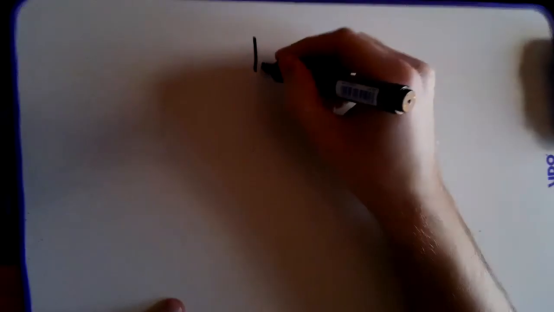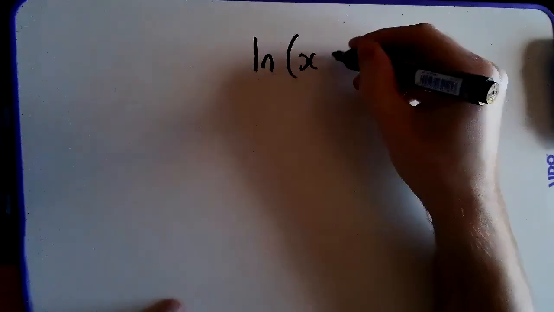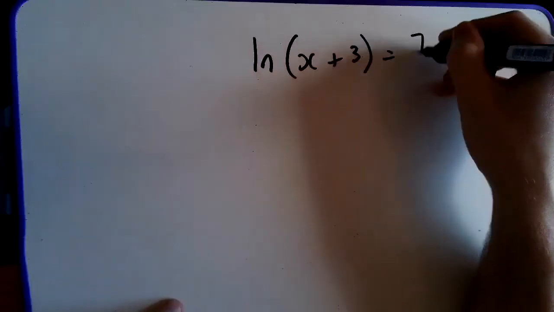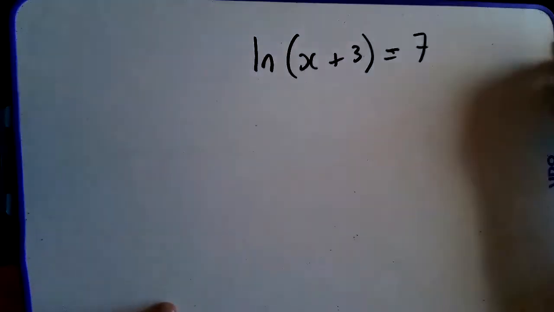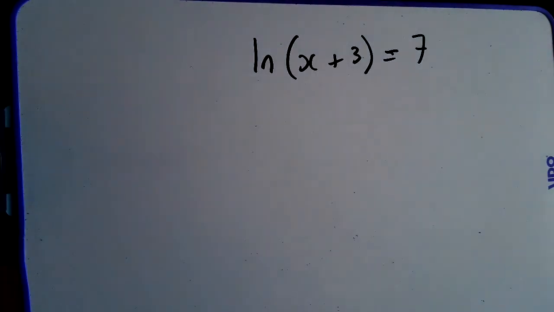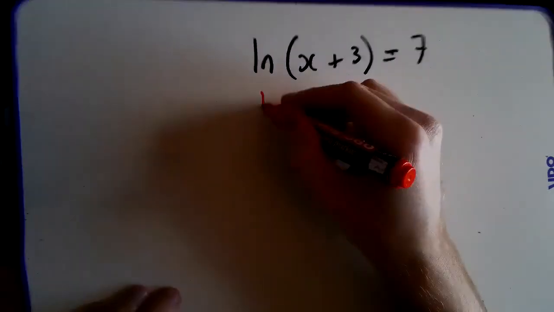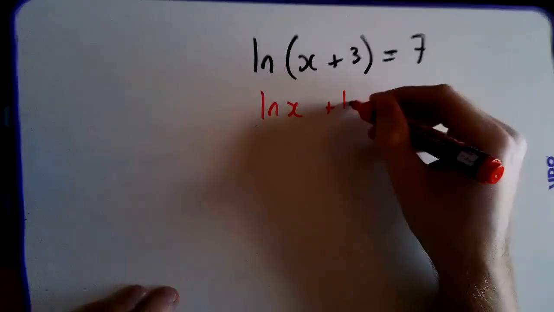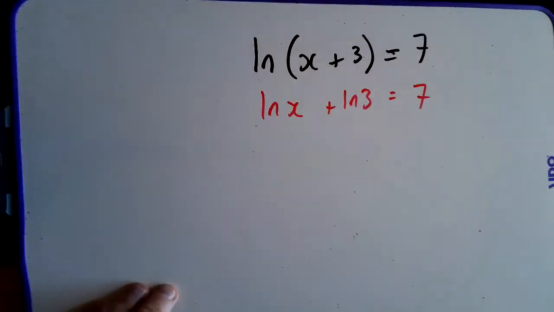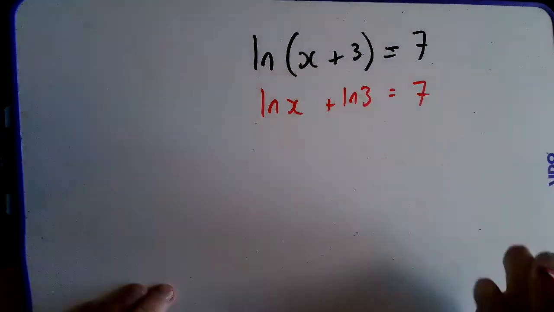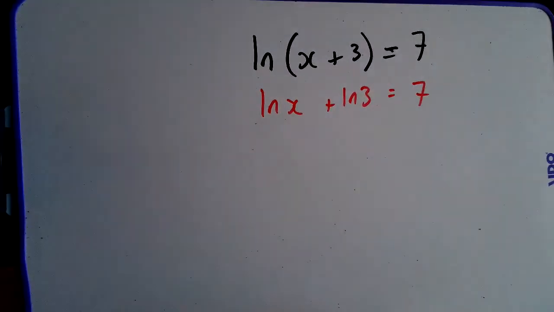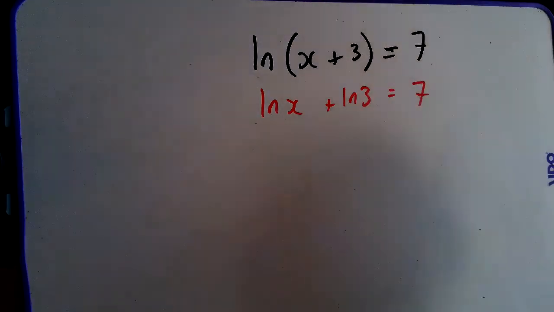Okay, now last one I just want to look at something like, let's use ln, like I said, ln of x add 3 equals 7. Now again, red is what you can't do. I can't do this: ln x plus ln 3 equals 7, and then take away ln 3 and get rid of the ln. I can't expand an ln. Remember, ln is a function, not a number.